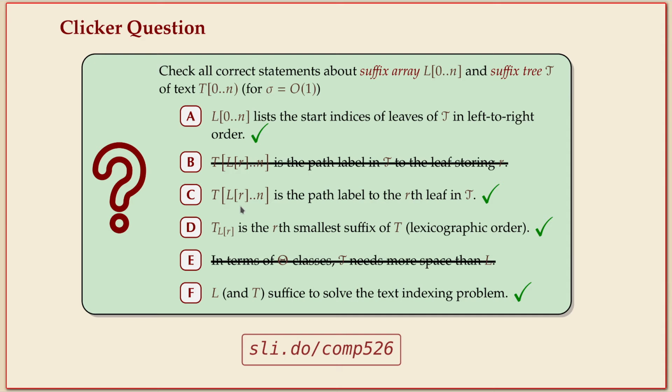Okay, maybe let me say this again. If you take some rank R, that's the position from the left of the leaf you're looking at, some leaf here, it starts at some position I, but it is the rth from the left. Then L of R gives you I, and I is the starting index of that suffix in the text, which means text starting at that position until the end, that's a suffix. That's what you see from the root down to this leaf. Okay?